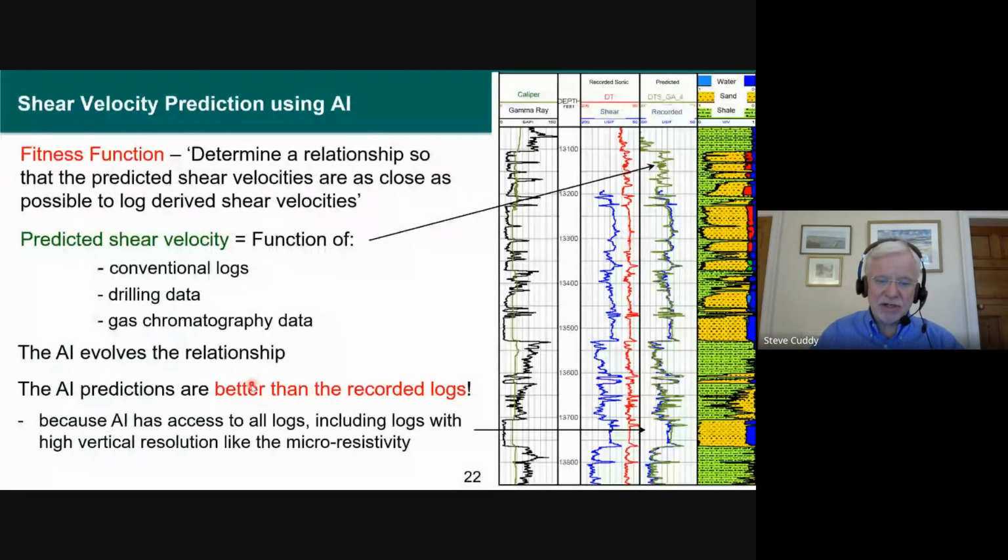The AI predictions are better than recorded logs. You say, how can it be better than recorded logs if we're using recorded logs to do the calibration? Well, the AI has got access to all the logs, including logs with high vertical resolution like the microresistivity. So we can actually pick out the facies, these thin beds, first. Then, knowing the relationship between those shale beds, it can give you a more precise shear prediction.